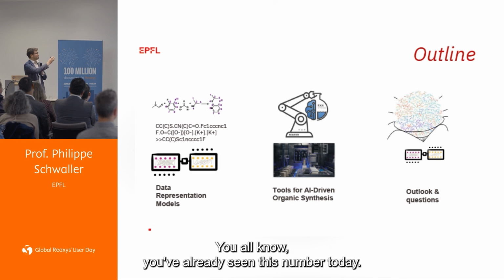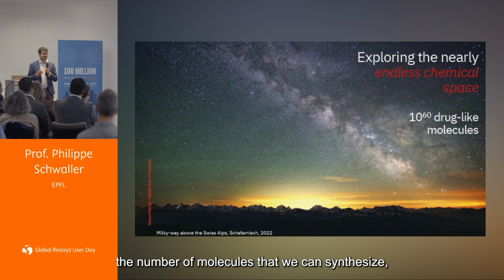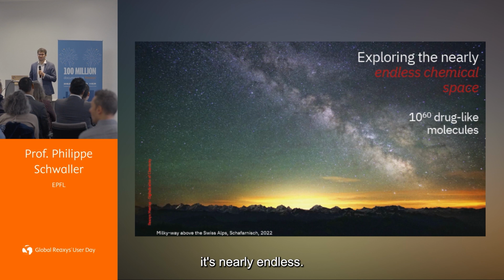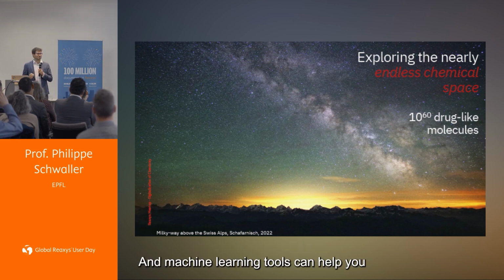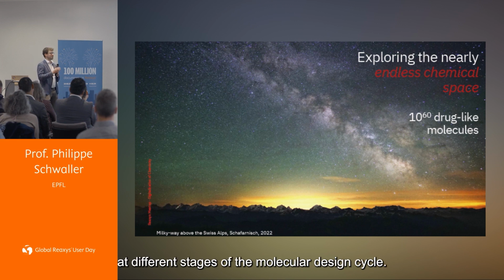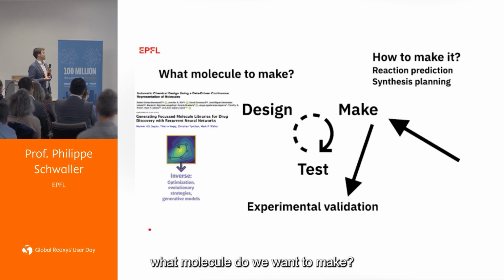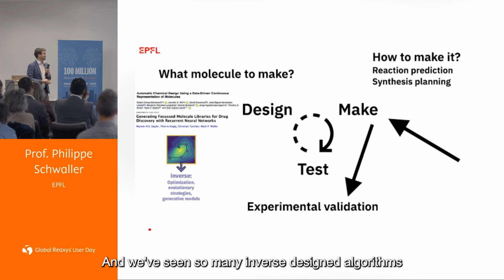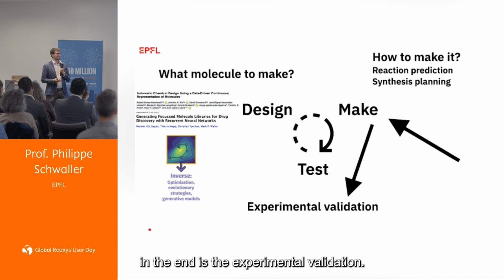You've already seen this number today: if we think of the number of molecules that we can synthesize, it's nearly endless, 10 to the power 60 if you take drug-like molecules. And machine learning tools can help you at different stages of the molecular design cycle. We can, on one hand, ask the question, what molecule do we want to make? And we've seen so many inverse design algorithms popping up in recent years, but what is often missing in the end is the experimental validation.